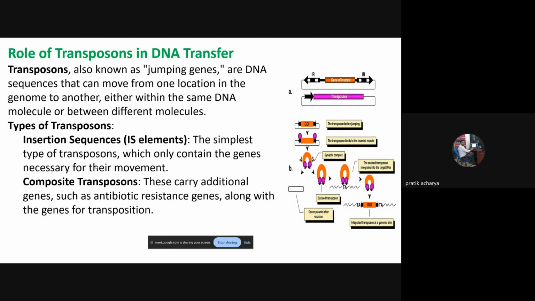Now come to the last part of this unit, that is the transposons. Transposons are the jumping genes. The very interesting name for this transposon. They are actually the jumping genes. Okay.